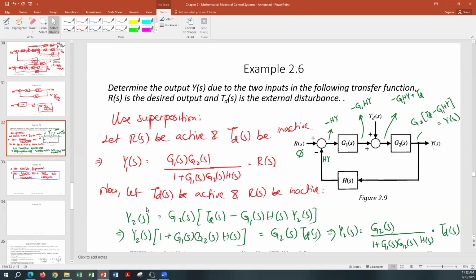So that's the same equation that I'm writing over here. Instead of Y, I'm just assigning a variable Y2 because that equation is because of TD as input. So right here, because you have a Y, G1HY at the end. So that Y is Y2 basically because it's because of the TD.